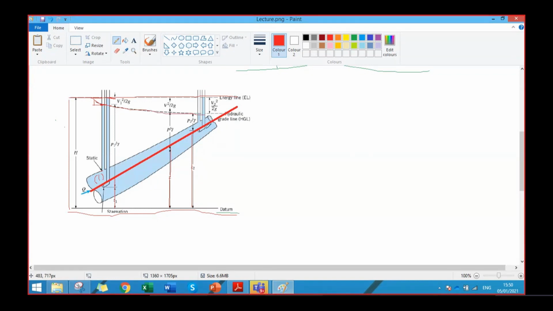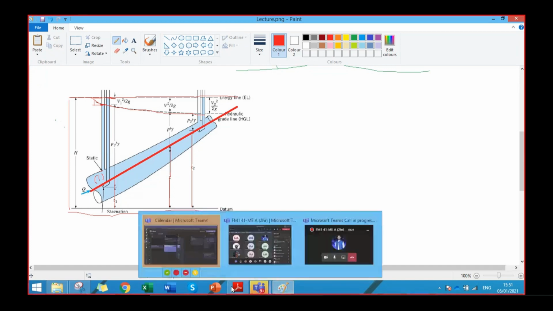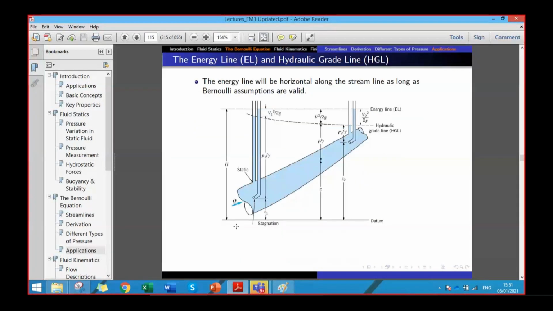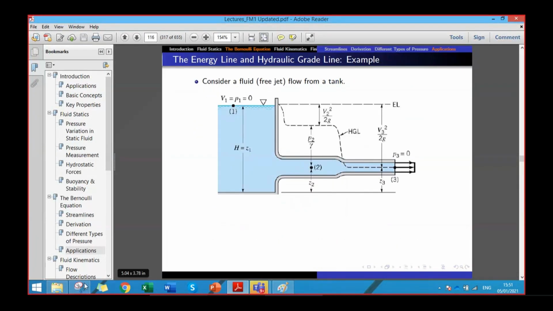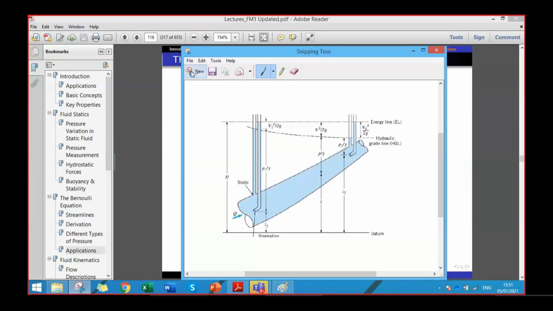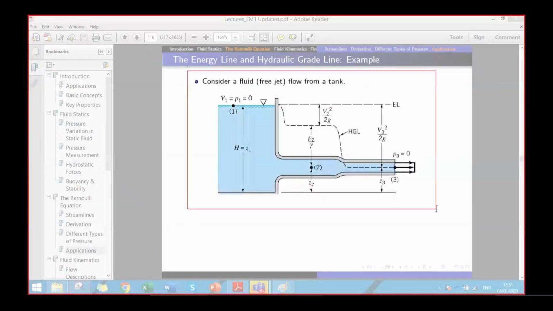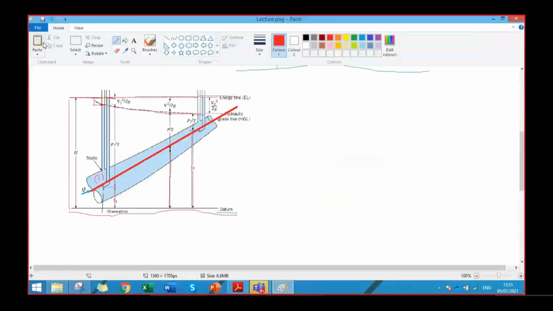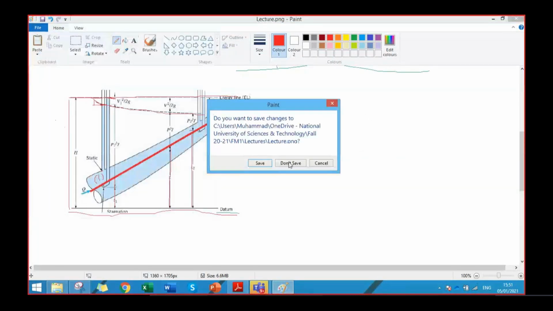Yes. So this is how we draw the hydraulic grade line or the energy grade line. Or in reverse, if we are given the hydraulic grade line and the energy grade line, we can extract information about the velocity head, elevation head, and the static head. Okay, is it clear? Yes, sir. We consider another example where we discuss the hydraulic grade line and the energy grade line.